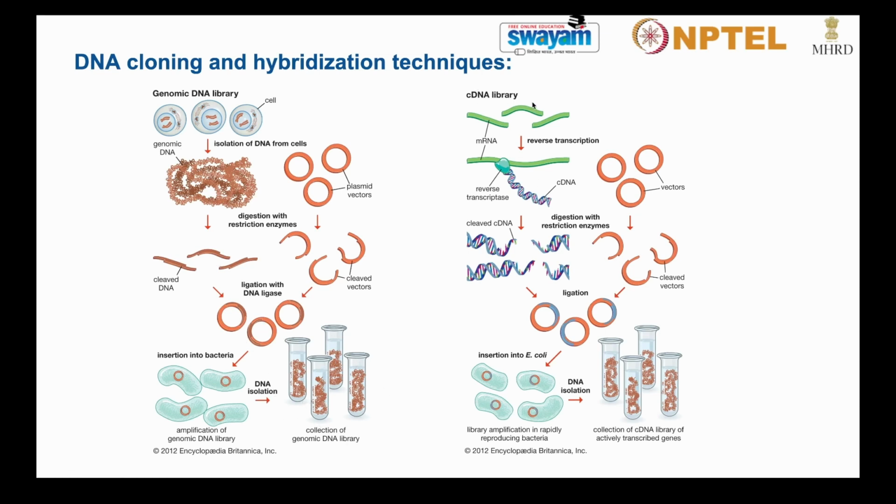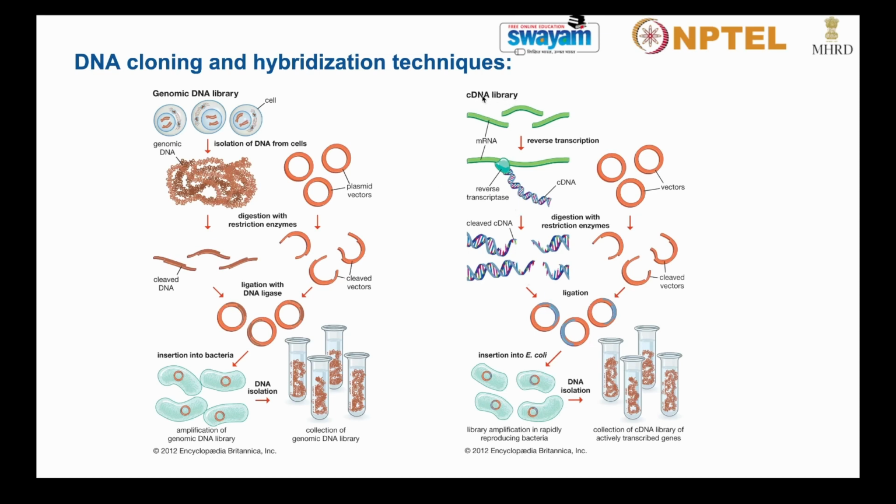Similarly, if we make a cDNA library, in cDNA we do not use the genomic DNA, but we use the mRNA of an organism. We reverse transcribe it and produce the cDNA from it. So cDNA is the coding DNA that is obtained from the mRNA. So mRNA is reverse transcribed to cDNA, and this cDNA is cleaved with the restriction enzymes. Similarly, vectors are also cleaved with the restriction enzymes and they are ligated to produce the recombinant DNA, and further they are inserted into E. coli and DNA is isolated. So what is the difference between the cDNA library and the genomic DNA library?